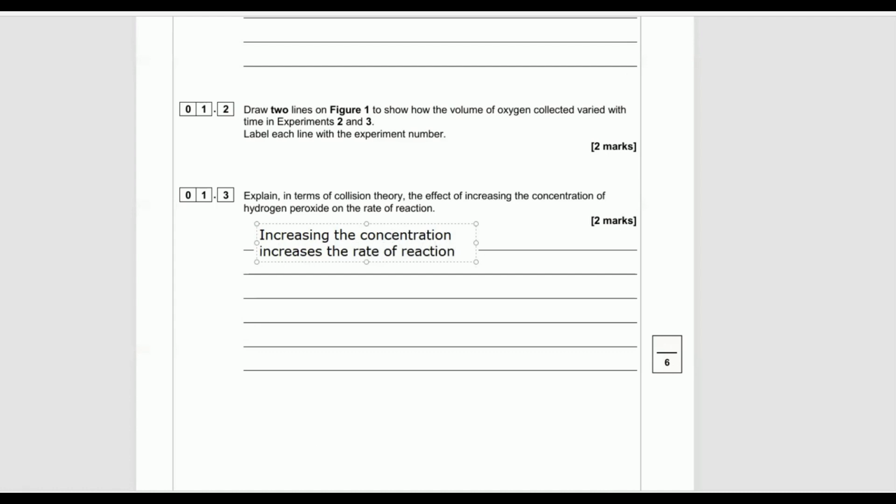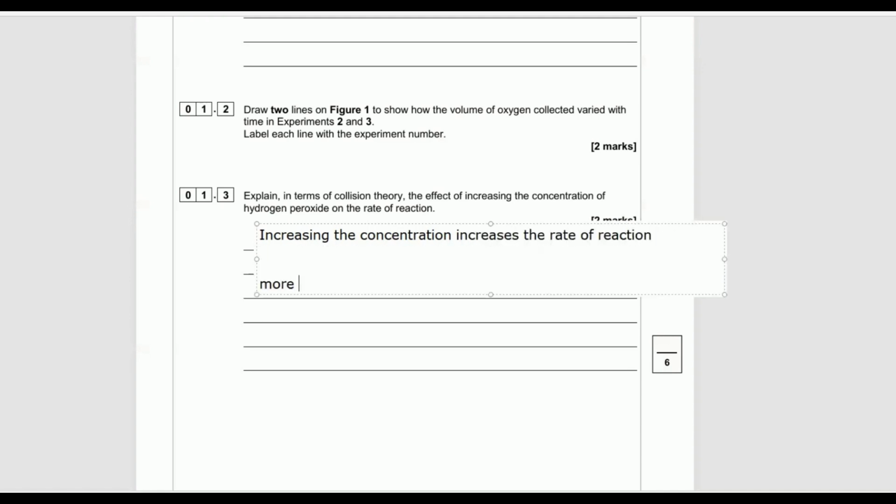And the explanation for that is we're going to have more particles in the same space. So more reactant particles. Oh my gosh, I can't spell reactant. More reactant particles in the same space, same volume, which is what happens when you increase the concentration. And that's your first mark.